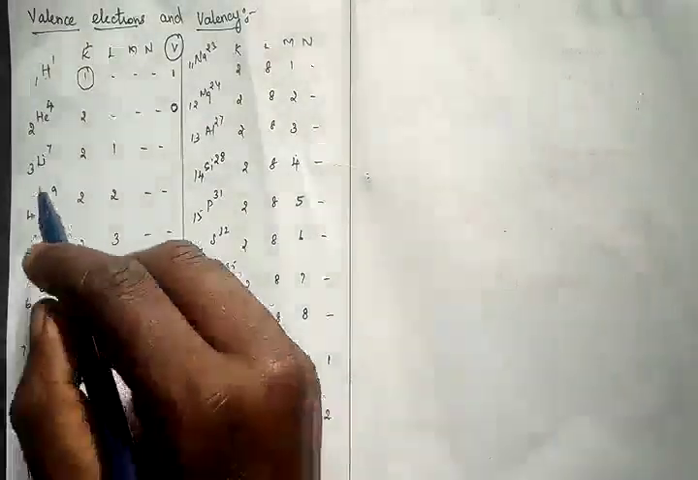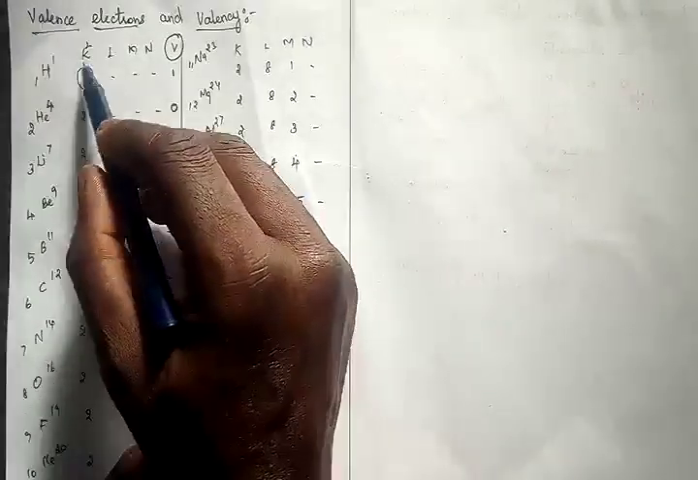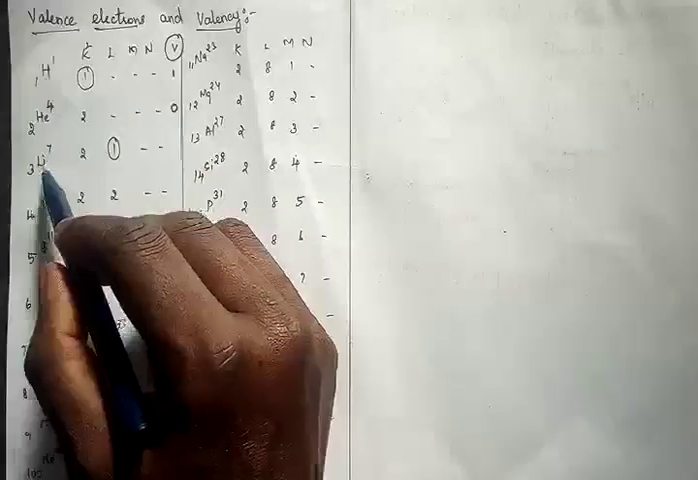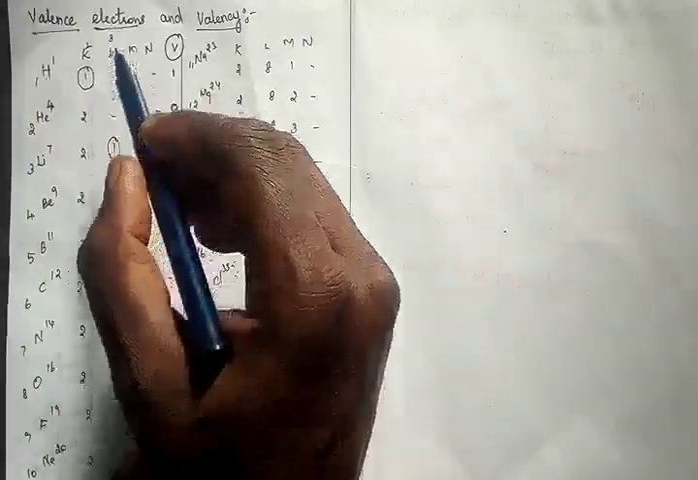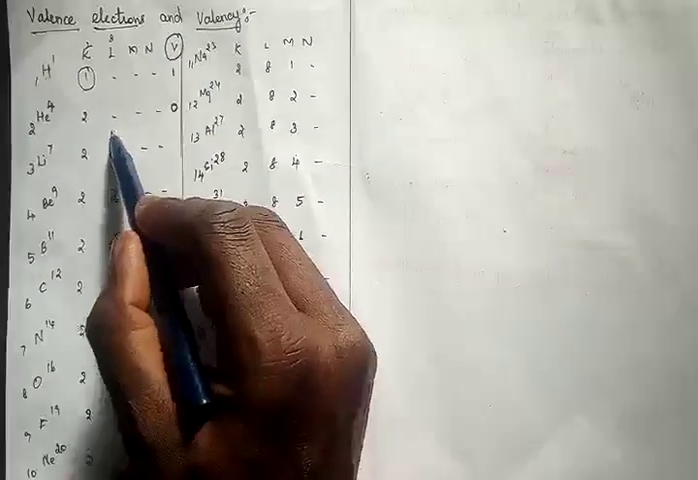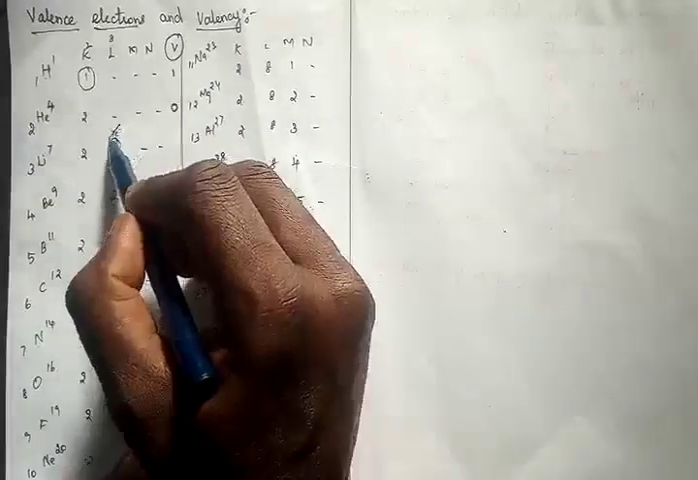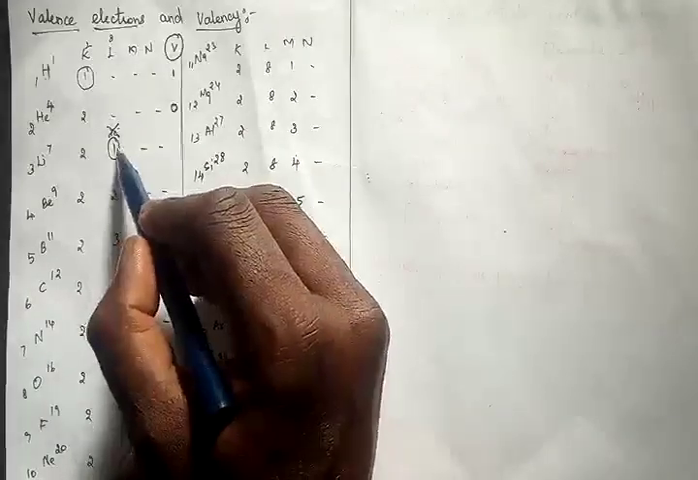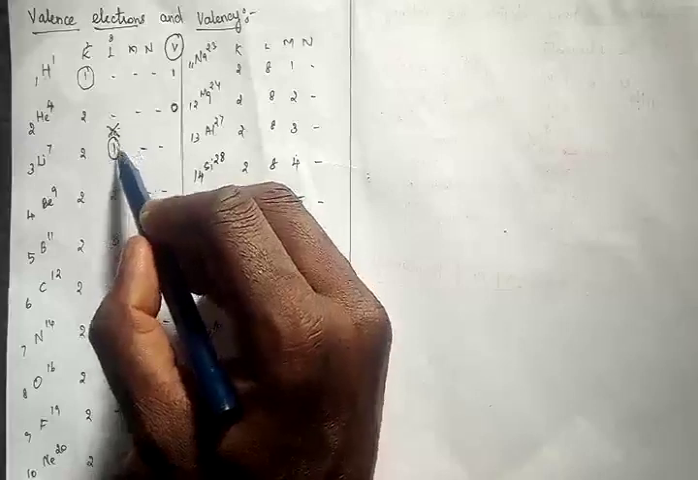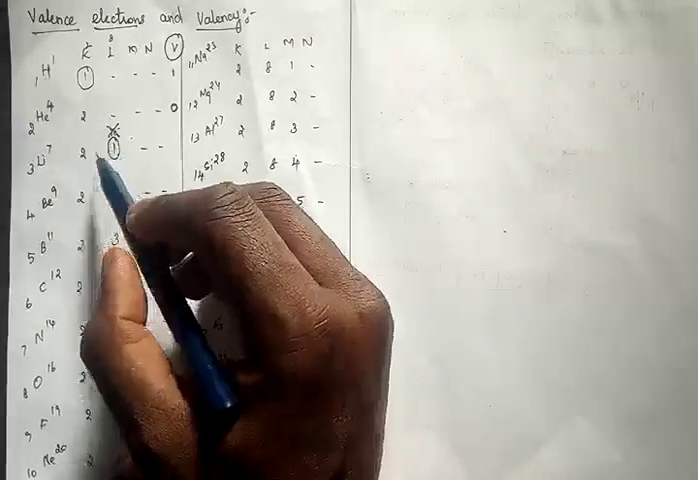Now come to the next one, lithium. The outermost shell has 1 electron, which is like hydrogen. The maximum capacity of this shell is 8, so it can gain 7 electrons, or it can lose this 1 electron. Gaining 7 electrons is a difficult process. Losing 1 electron is easy. So it loses this 1 electron, right?